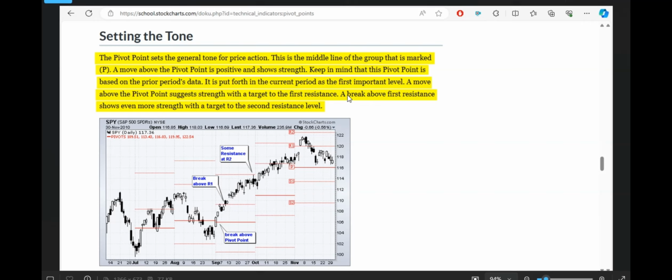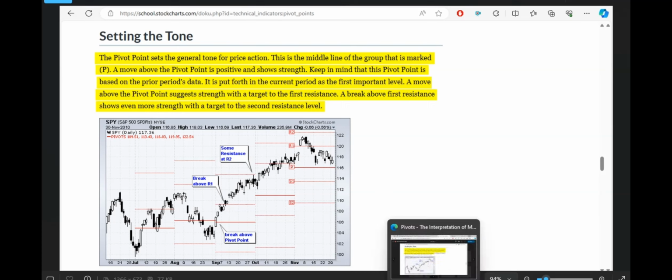Here is the logic for the key instrumental adjustment that I made. A break above first resistance shows even more strength, meaning extra strength trend, with a target to the second level resistance. So when price breaks far above this R1, that indicates extra strength trend, okay? Because it's even more strength with a target to the second resistance level, all right?